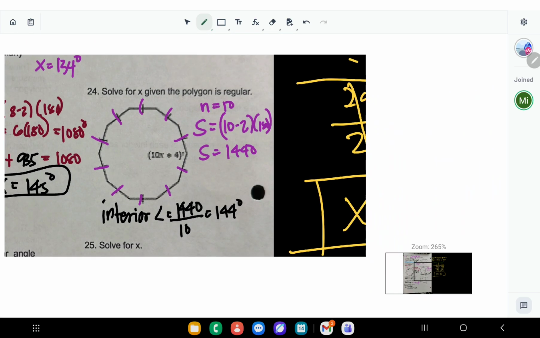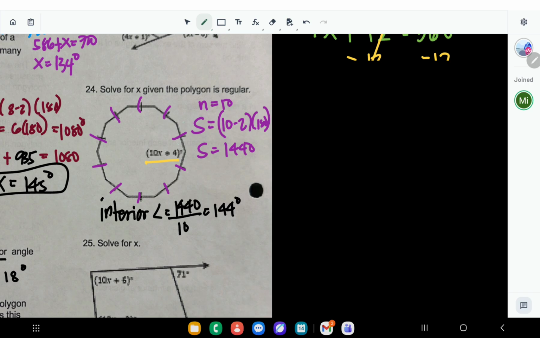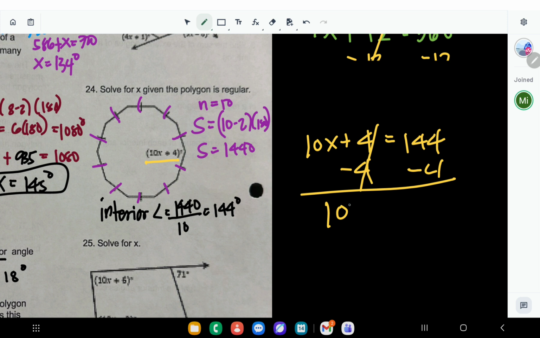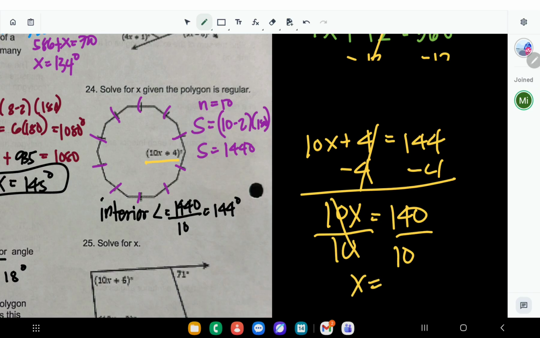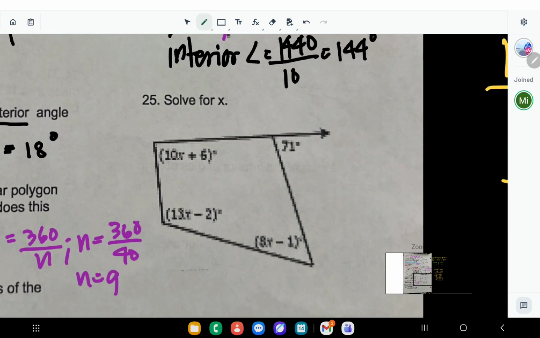Okay, so that is the measure of each of the interior angles in that polygon, and we need to solve for x. So for x, we're given this one. So that is 10x plus 4 equals 144. Then we subtract 4 from both sides. So 10x is equal to 140. Divide by 10. Okay. So x is equal to 14. Then 25.